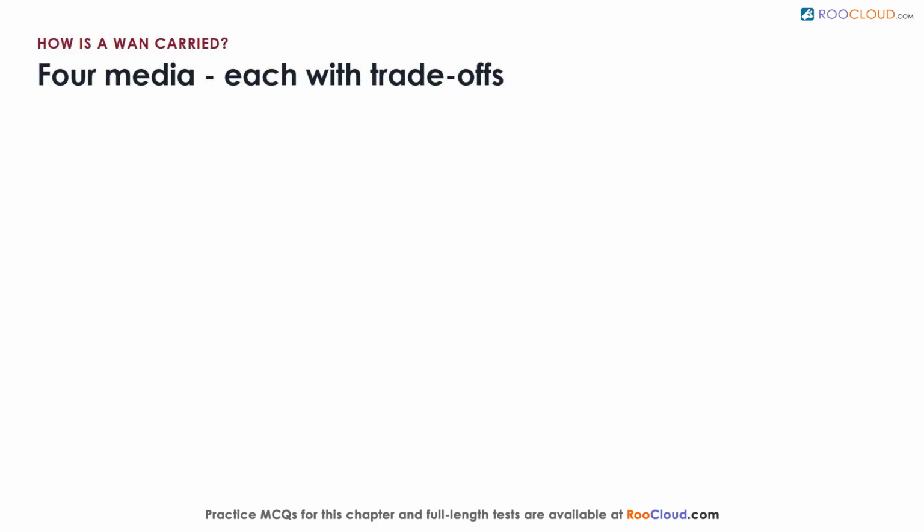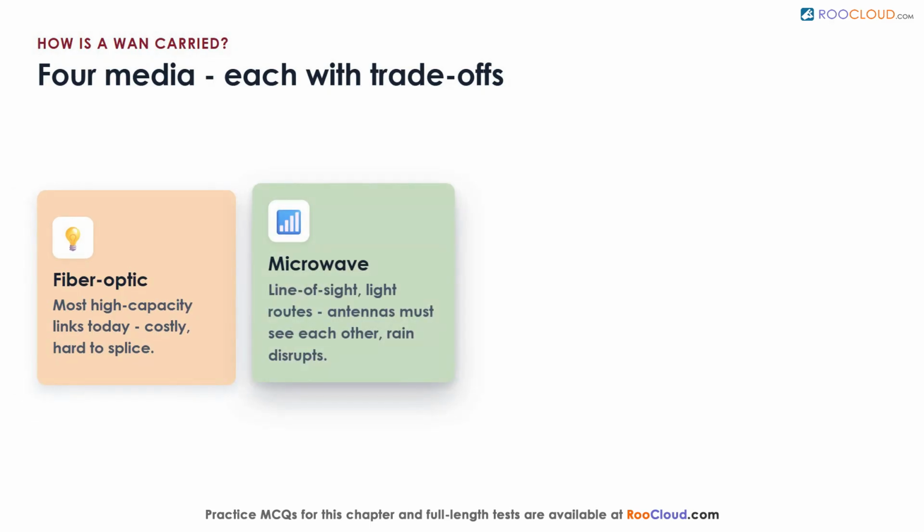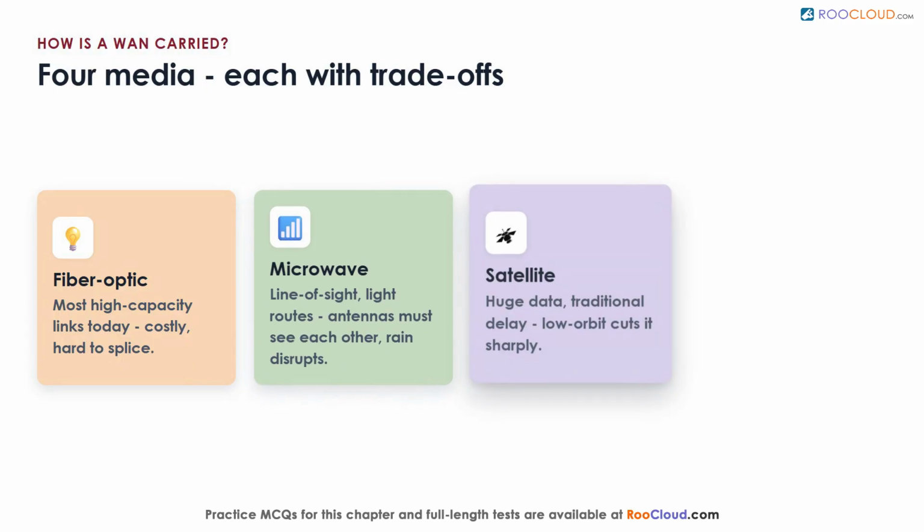So how is a wide area network carried? Fiber optic cable handles most high-capacity connections today, but other methods still have their place. Microwave radio sends signals through the air in a straight line of sight. It's still used on lighter routes where laying fiber doesn't pay off. But the antennas must see each other, and heavy rain can disrupt the link.